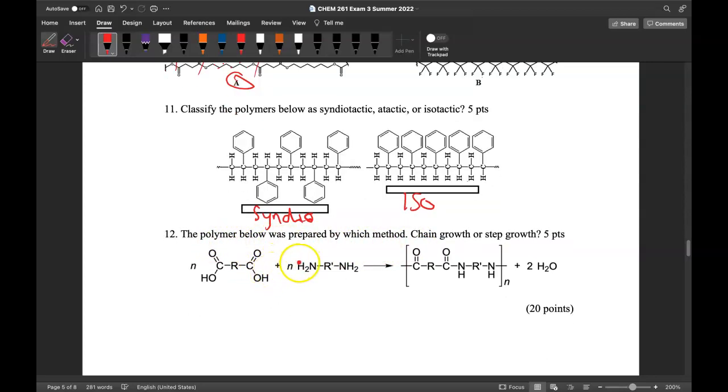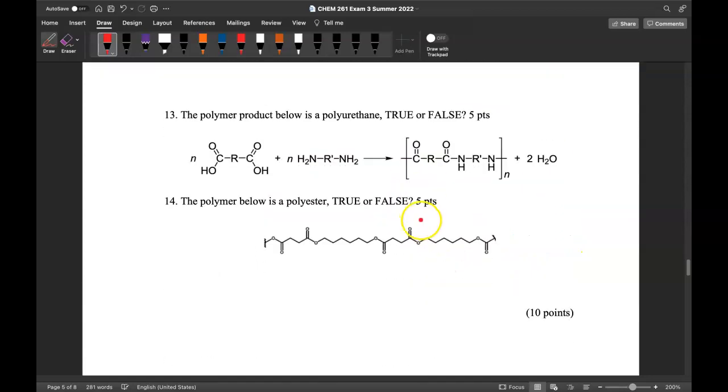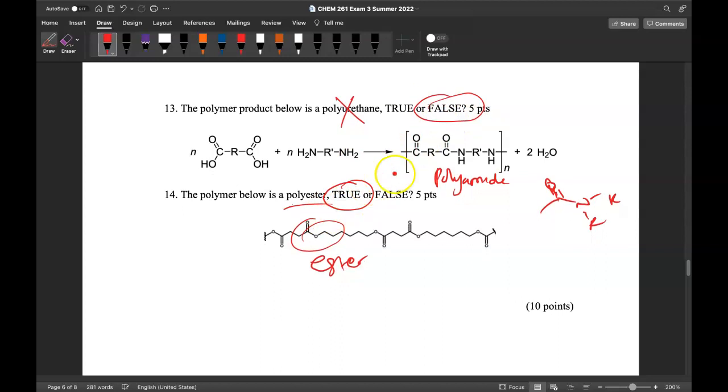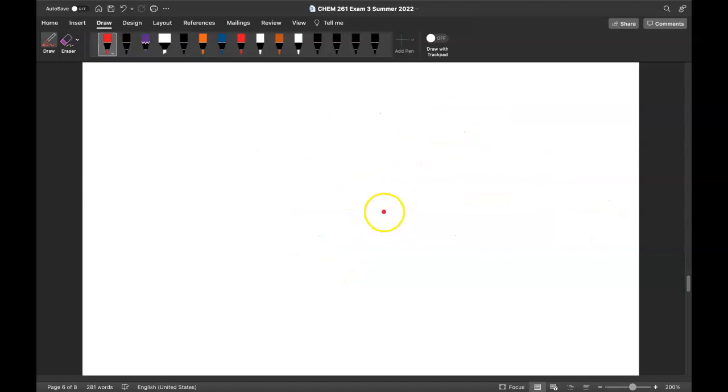This involves again loss of small water molecules, so it has to be step growth. That's a polyamide, so it's not a polyurethane, it's a polyamide because the amide functional group has this shape. Okay, carbonyl to a nitrogen. This is a polyester, correct, because that's an ester group. So this is true and this is false. That's it.